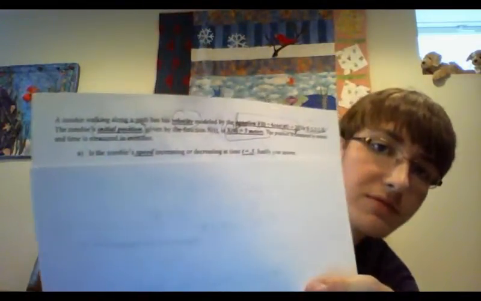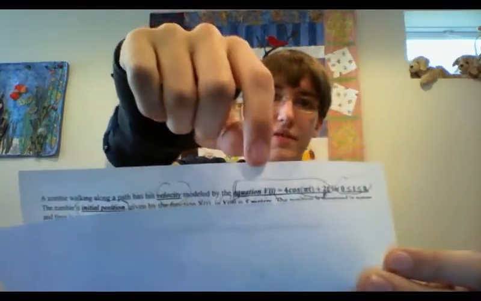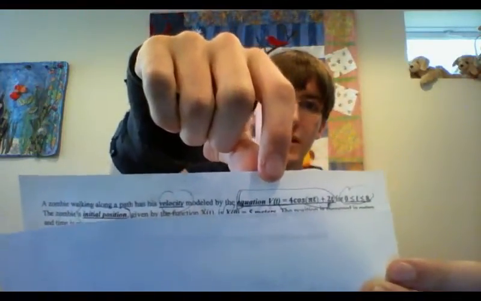But the first problem simply says, is the zombie's speed increasing or decreasing at t equals 0.5? Justify. Well, in order to find if the zombie's speed is increasing or decreasing at time t equals 0.5, we need to know velocity and acceleration. We know velocity because it's given right here in this equation: v of t equals 4 cosine pi t plus 2t.